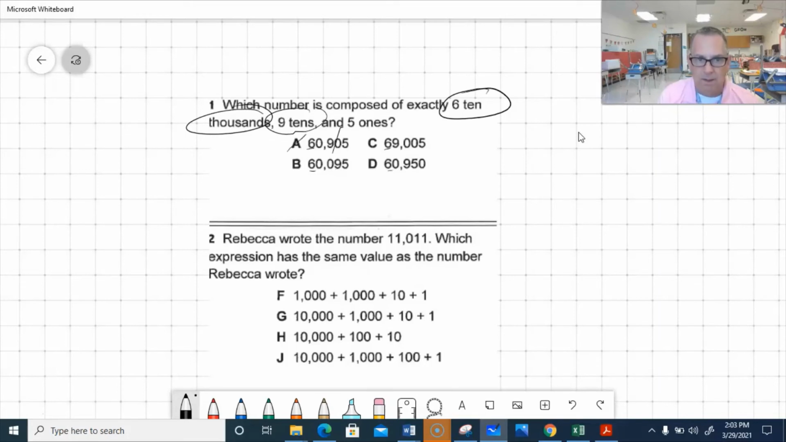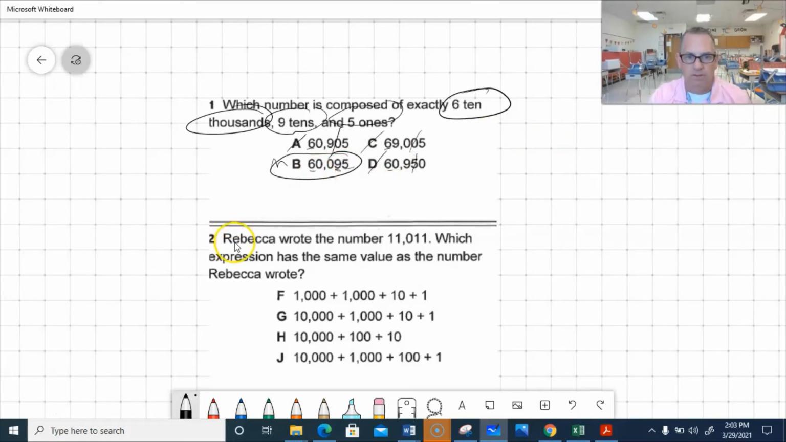Answer choice B does have 9 tens. Answer choice C does not have 9 tens. We'll eliminate that one. And answer choice D has 5 tens, not 9 tens. So that one's wrong. So it looks like this is probably it. We'll check the last one though, make sure it has 5 ones. And it does have 5 ones. So this is our correct answer choice B.